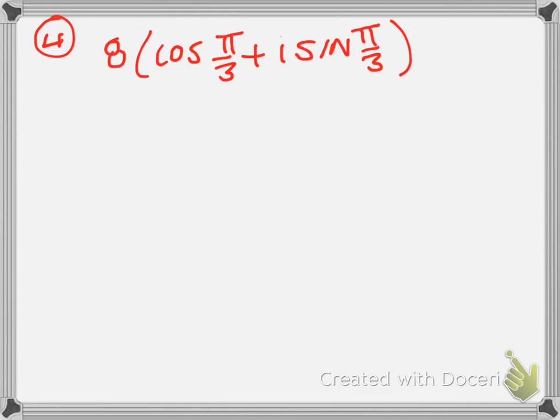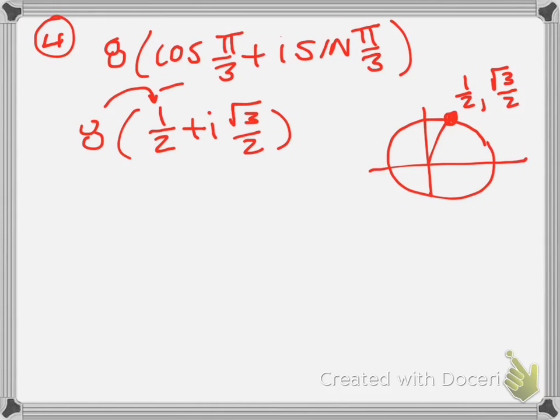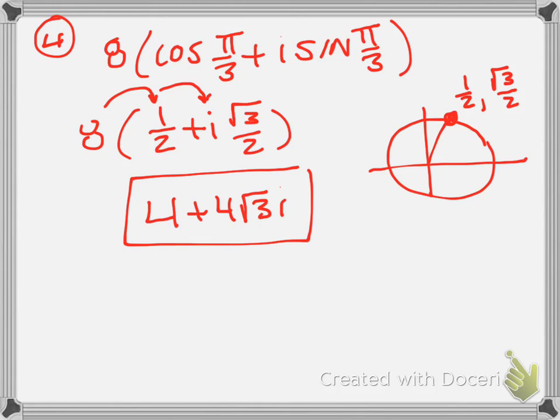So for the second one, I'll go back to our lovely unit circle in order to do it. I know that the cosine of pi over 3 is in my first quadrant. It is right there, and the coordinates are 1/2 and square root of 3 over 2. So I can rewrite this as 8 times cosine of pi over 3, my x-coordinate, so that's 1/2, plus i sine of pi over 3, which is square root of 3 over 2. So now when I distribute my 8 to both pieces, I get 4 plus 4 times the square root of 3i. And I'm done. I have my answer.